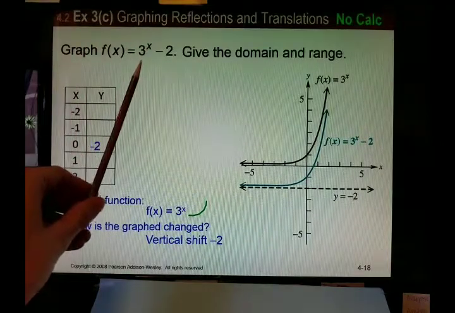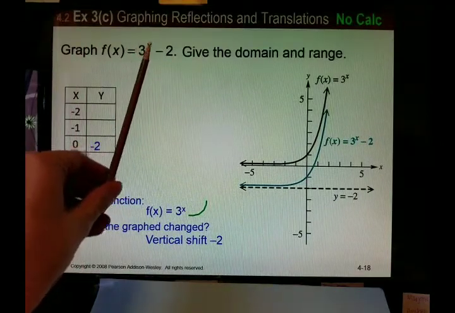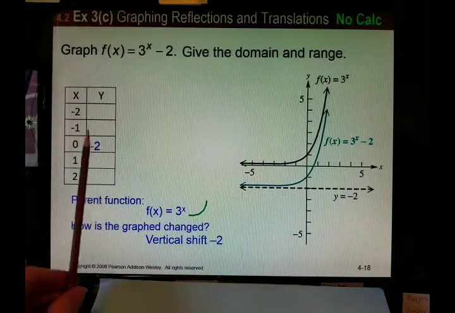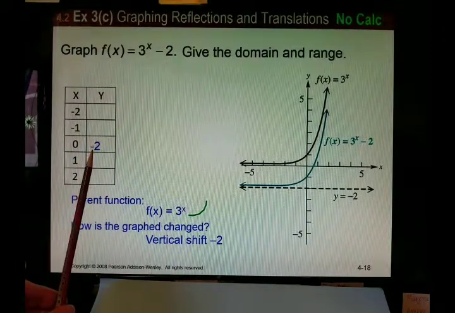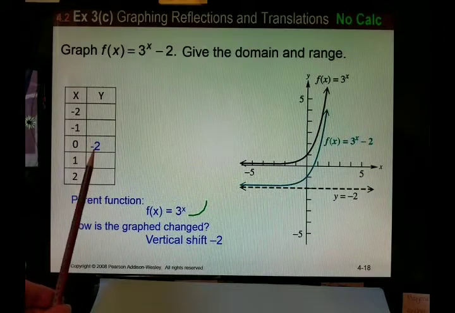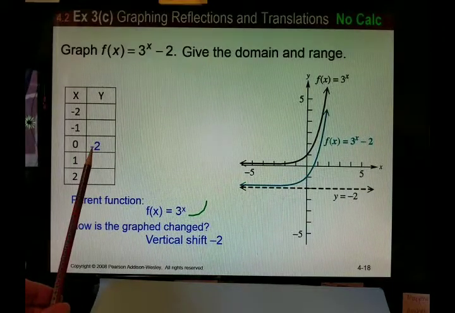So 3 to the 0 would be 1 minus 2, 3 to the 0 is 1 minus 2. This should say -1, so I'm sorry about that mistake, y'all. This right here should be a -1. Please fix that in your copy of your notes.